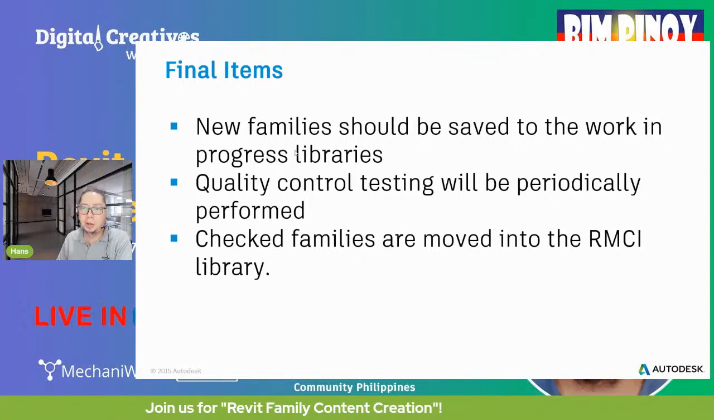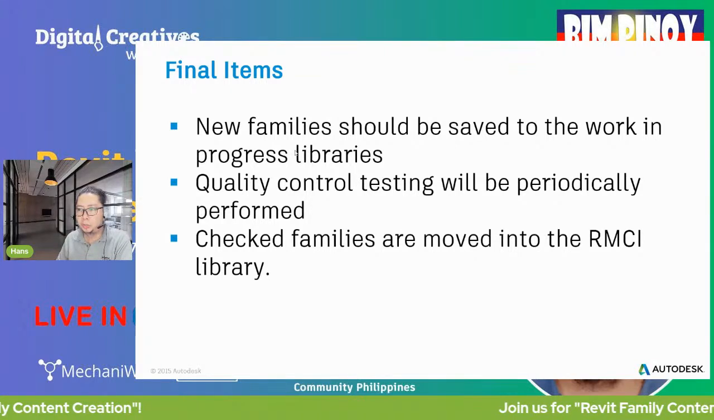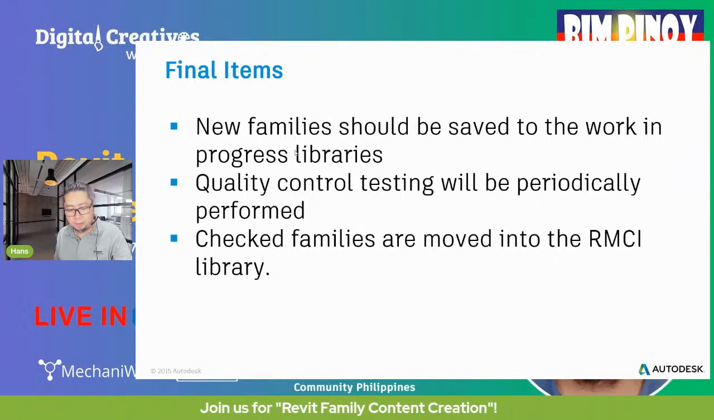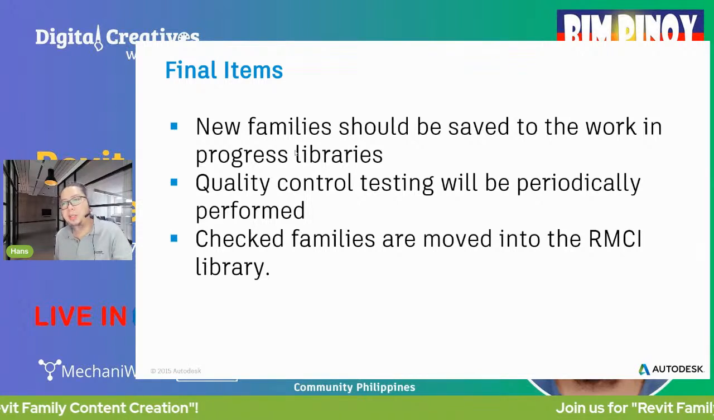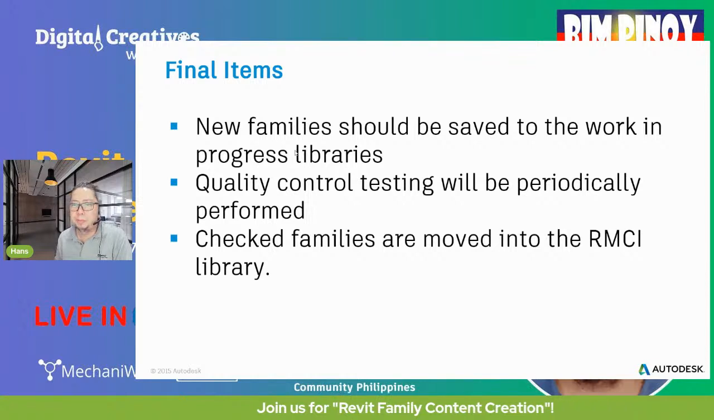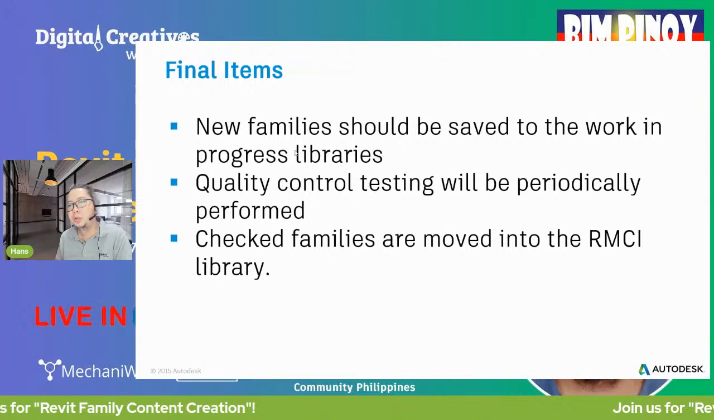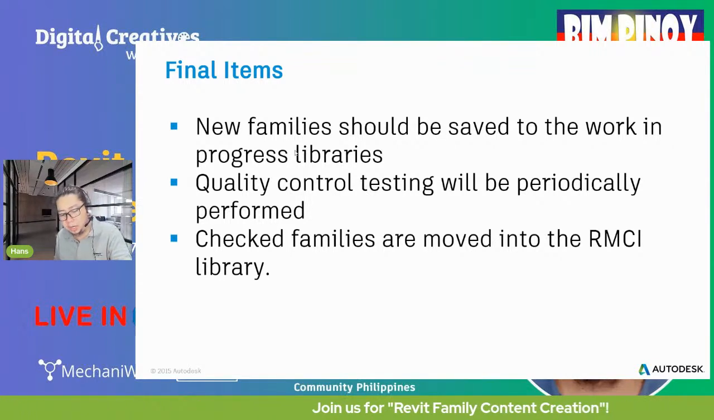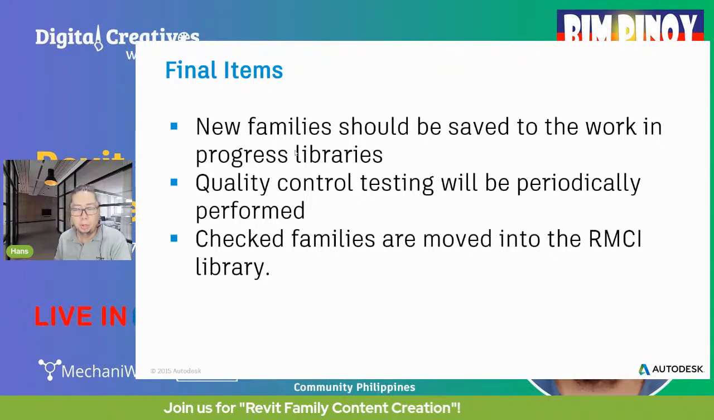Also, if you're adding information that is important in your company, like the manufacturer or other needed information, it will be added to the families, for example testing, commissioning, or locations. All of those things can be added to your family if they are included in the requirements of your quality control.